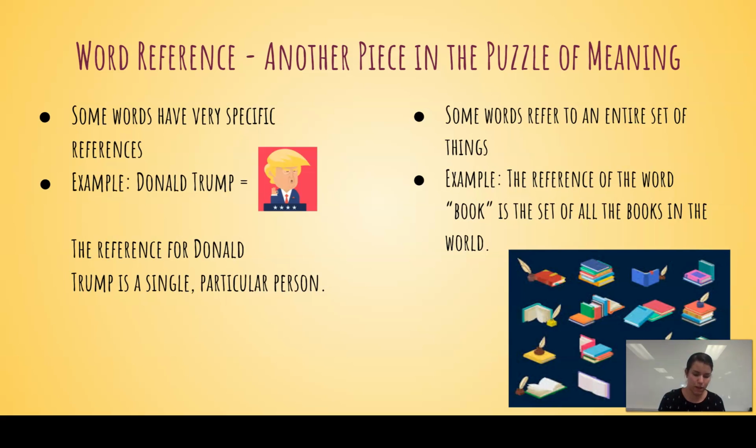Understanding word reference can help us to figure out what a word means. The referent can be a single object or person, such as cat or Donald Trump, or it could be a set of things or people. The verb swim, for example, has as its referent all the people in the world who swim. The word book has as its referent all the set of books in the world.